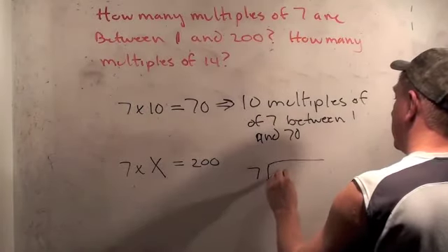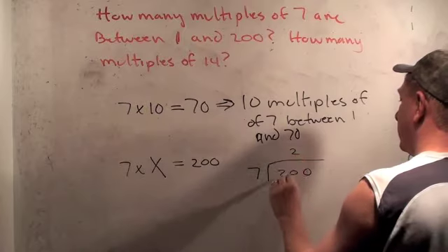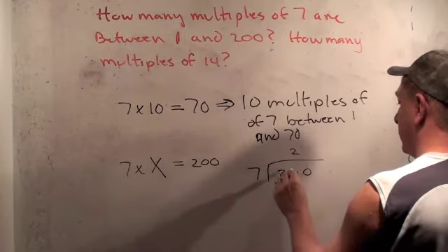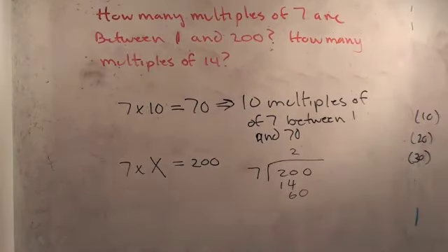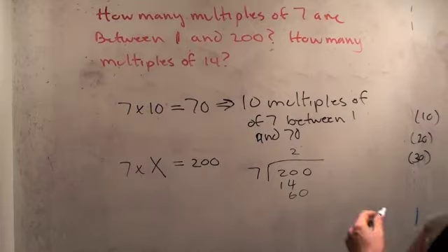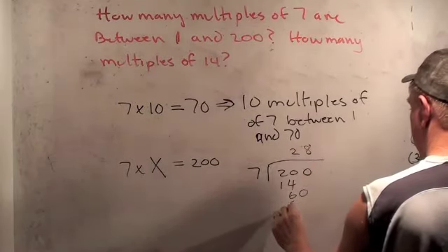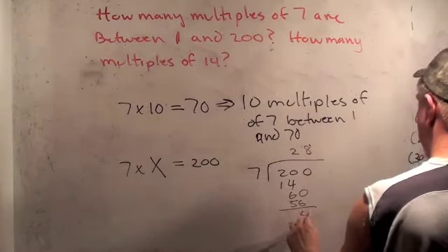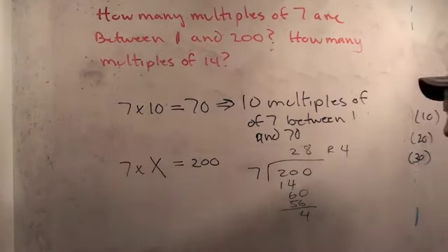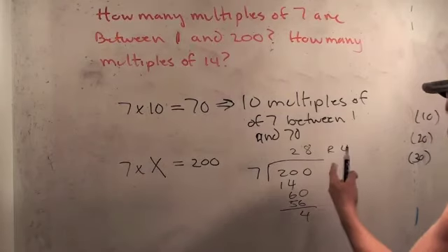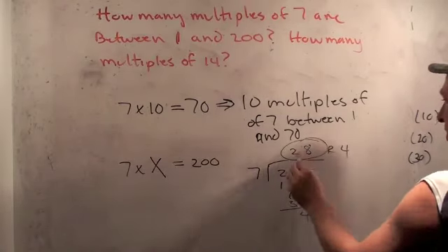7 into 200. Well, it's 2, 14, 20 minus 14 is 6. What's 7 into 60? Well, it goes in, sometimes 8 is 56, so it goes into it 8 times. Okay, 8, 56, 4. So it's 28, remainder 4. Okay, and that tells you, look up here. That tells you that there are 28.